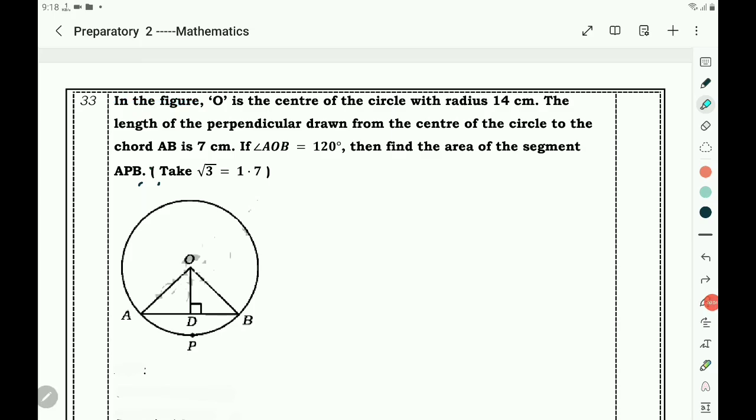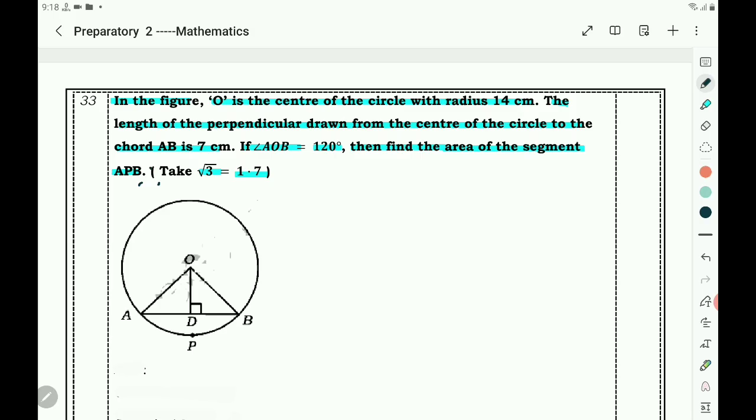Question number 33. In the figure, O is the center of the circle with radius 14 cm. The length of the perpendicular drawn from the center of the circle to the chord AB is 7 cm. If angle AOB equals 120 degrees, then find the area of the segment APB. Take root 3 equals 1.7.